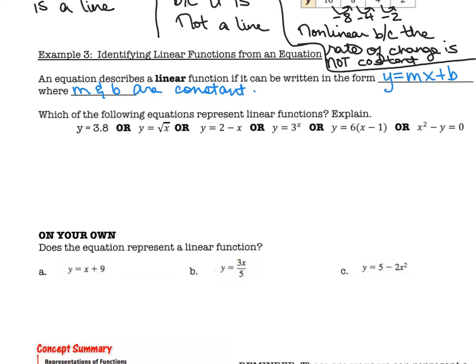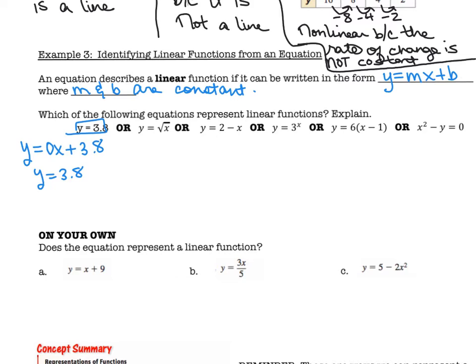This might not seem like it is in the form of y equals mx plus b, but technically you can just write y equals 0x plus 3.8. And the m is 0, the b is 3.8, because anything times 0 is 0. So we could just rewrite this as y equals 3.8, which is that equation.